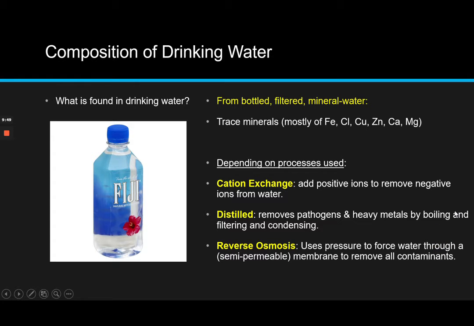And then finally, some water bottle companies will use reverse osmosis. This is just a fancy way of saying that you're using pressure to force water through a membrane or a special filter that basically removes any of the contaminants that are usually present in groundwater or even tap water.